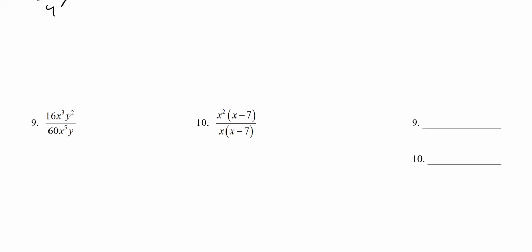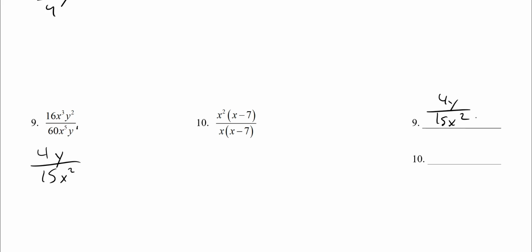Okay, the next one. Again, we're going to do the variables separately, but 16 over 60 reduces to 4/15. And then remember, this is a y to the 1, I'm just going to write it in here. You're doing a battle between the x's and the y's. If I do a battle between the x's, who wins? The bottom wins by 2. If I do a battle of the y's, who wins? The top by 1. So there you go, 4y over 15x squared.